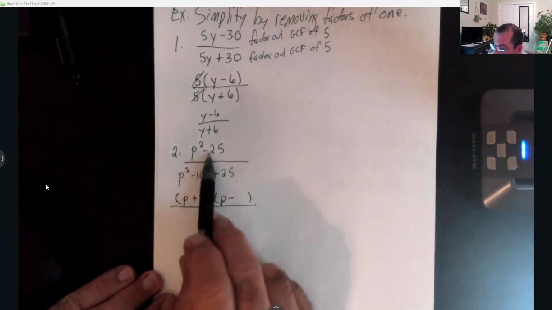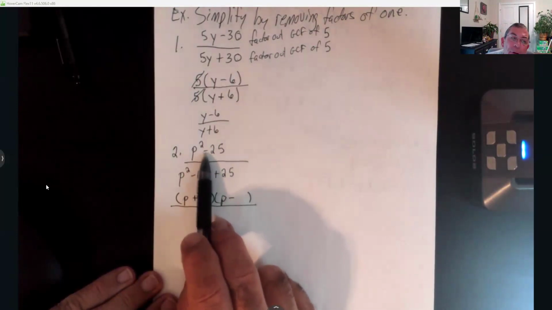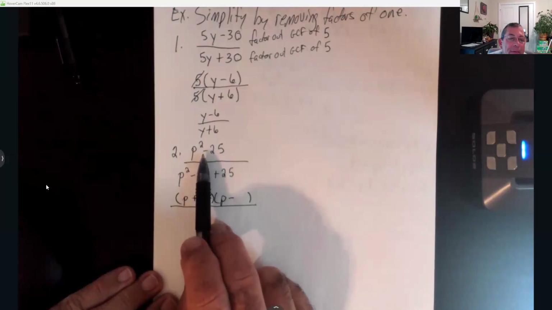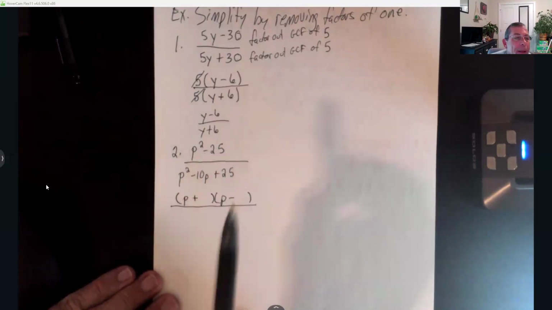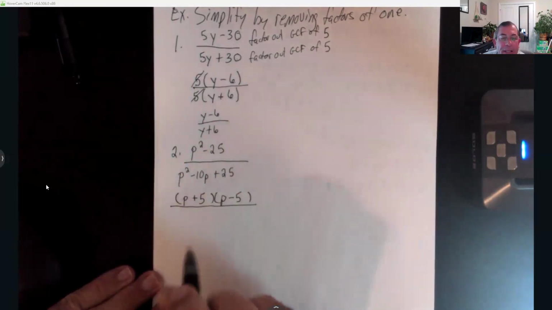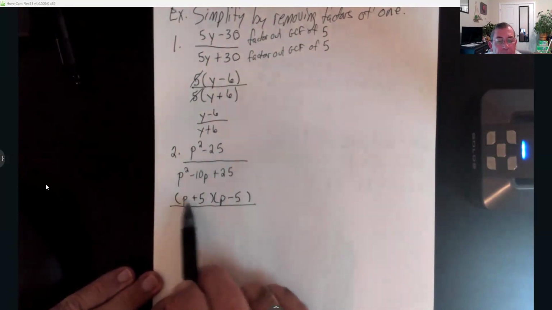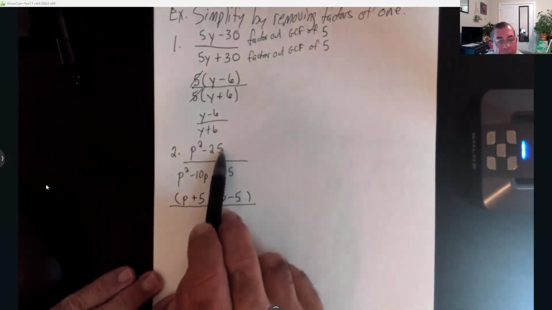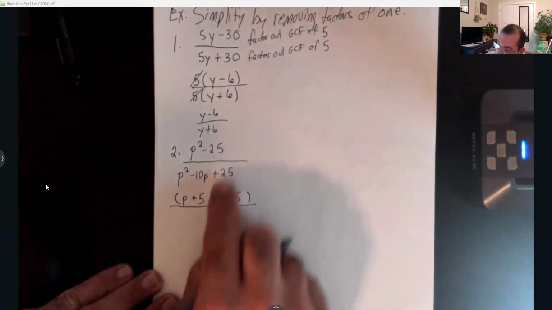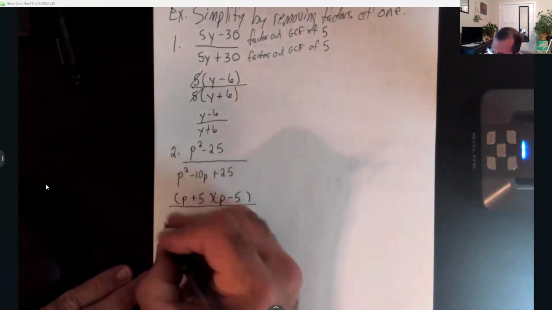Now, here's a trick on this one. Since there's not a p in the middle, we treat the middle number like a zero. So what factors of 25 will give me a zero? And what do you got? 5 and 5. So check this out. When you've got perfect squares, the square root of p squared is p and p. The square root of 25 is plus 5 and negative 5. Remember, this is perfect squares, and they always factor into conjugate pairs.